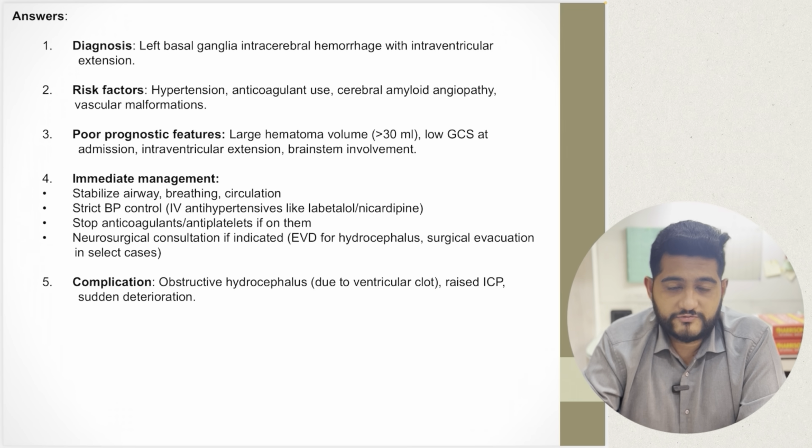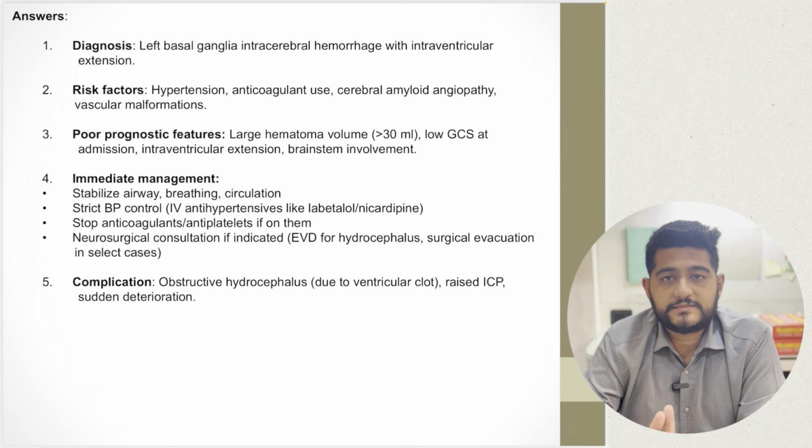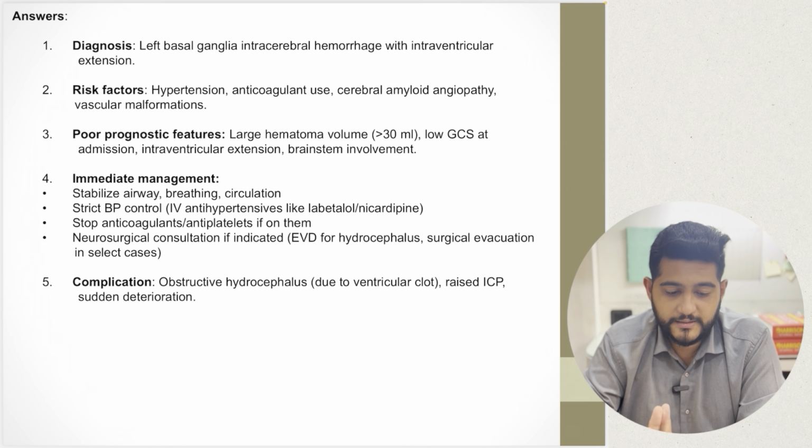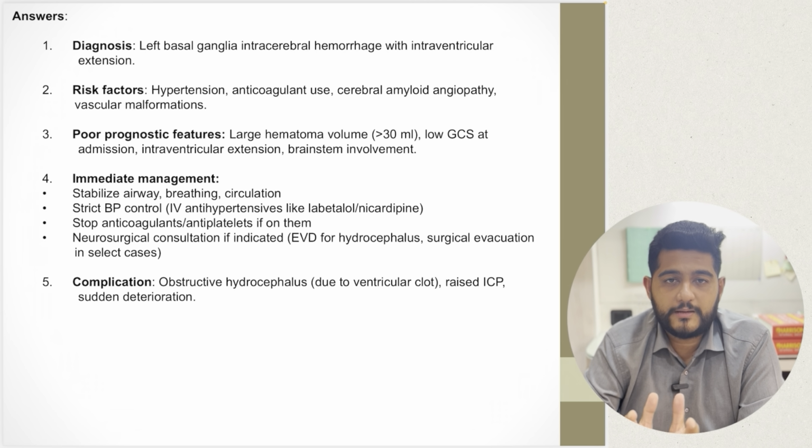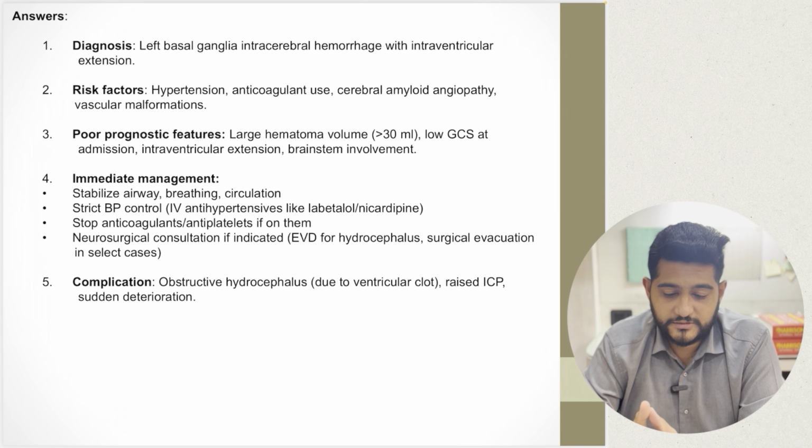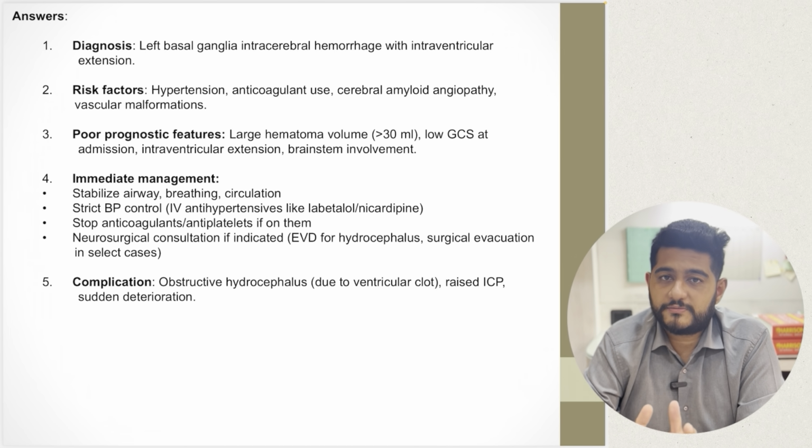And immediate management, of course, airway, breathing, circulation is very important. Strict BP control is very important. So IV antihypertensive, in this case it's 200 by 110, so you have to reduce the BP, and stop any anticoagulants or any antiplatelets if the patient is on. And in this case, since there is a big hemorrhage with an intraventricular extension, you have to give a neurosurgical consultation, and surgical evacuation might be needed in selected cases. Complications, of course, are obstructive hydrocephalus due to the clot, raised ICP, and sudden deterioration of the patient.